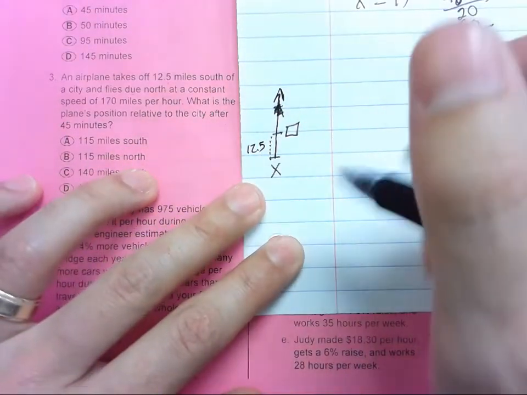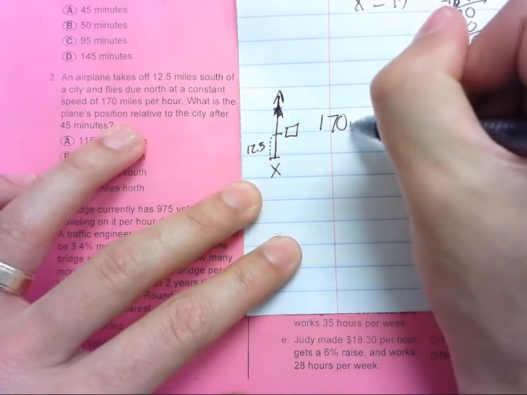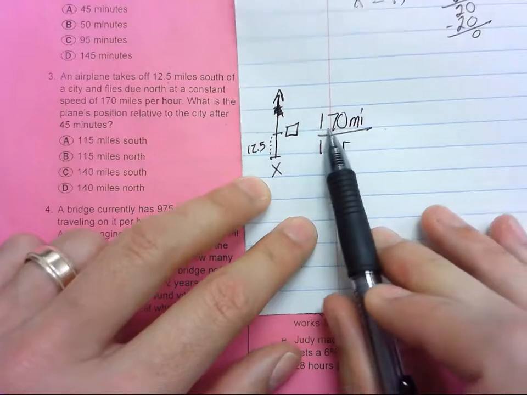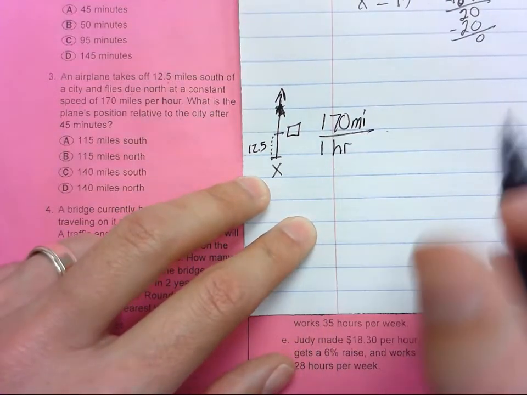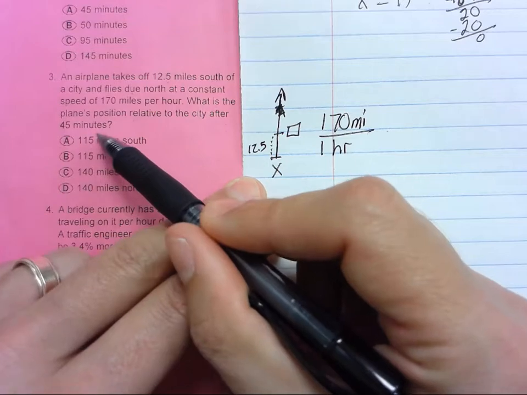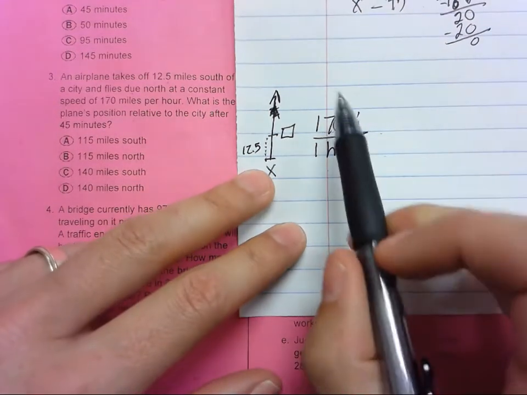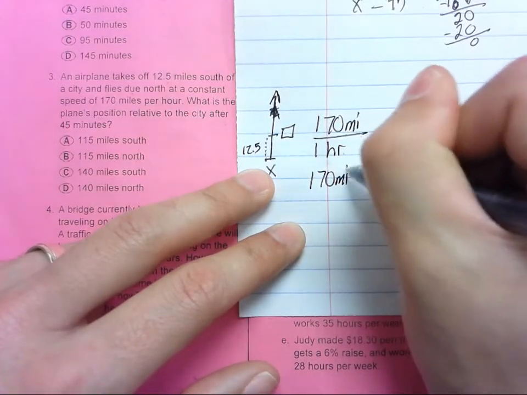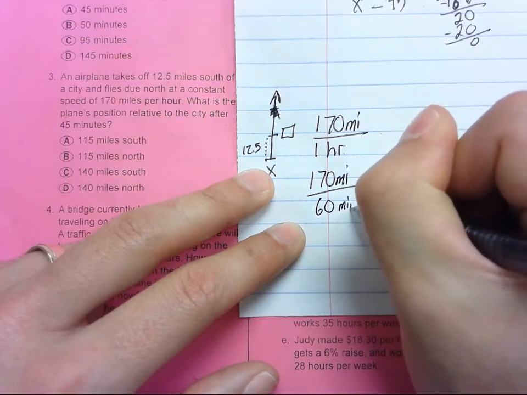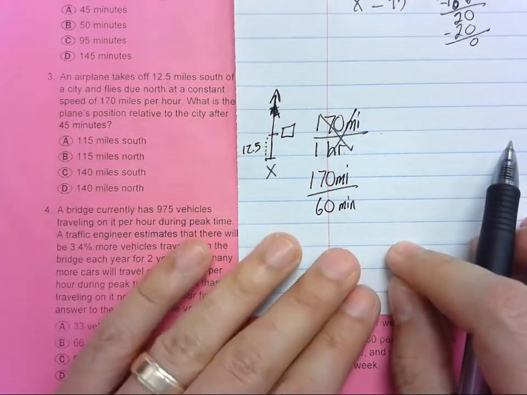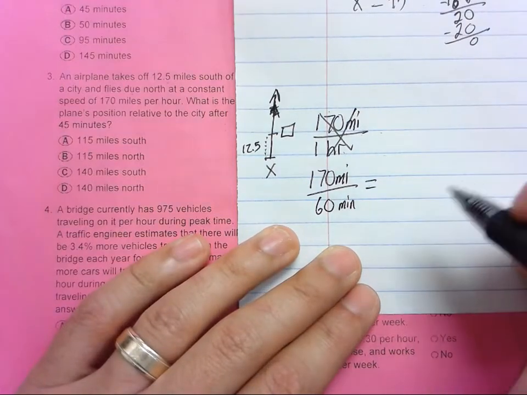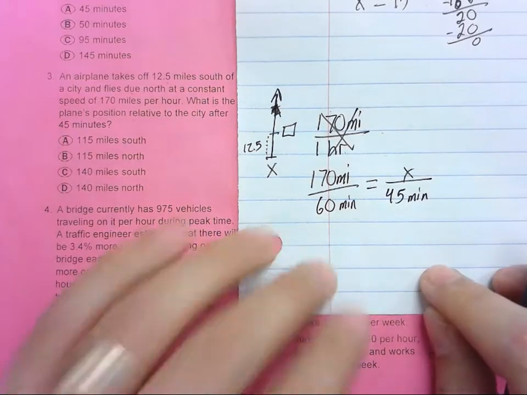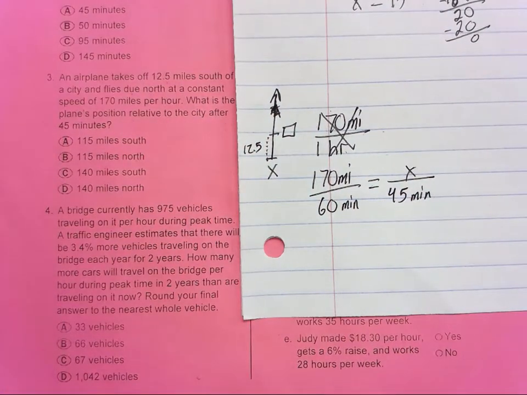Okay, so it's traveling at 170 miles per hour. And 170 miles per hour means it goes 170 miles in 1 hour. We're going to rewrite this because it's not giving us hours, it's giving us minutes. So we can simply rewrite this as, instead of 170 miles per hour, 170 miles in 60 minutes. We don't want 60 minutes. We want 45 minutes. So how far does it go in 45 minutes?